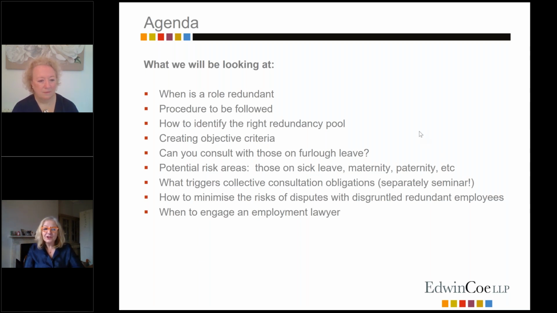I'm going to touch very, very briefly on collective consultation. As I've said there, it's a separate seminar in itself, but it'll act as an aide-memoire to signpost for you when maybe you should be thinking of collective consultation as opposed to individual consultation. And we'll be looking at how to minimise the risks of disputes with disgruntled employees. It is a difficult process for employees to go through, and when to engage an employment lawyer.